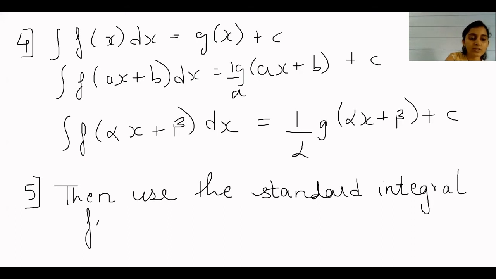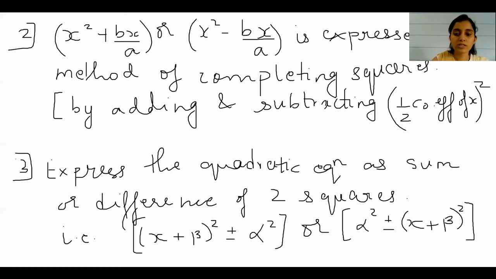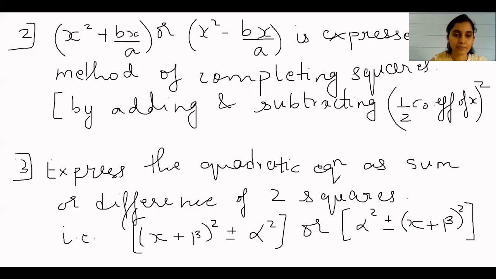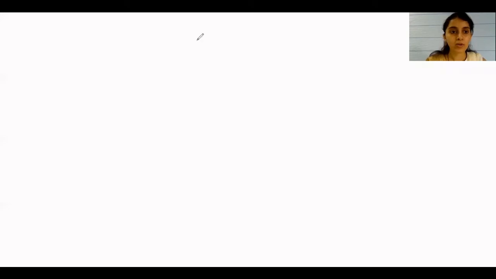The ones that we did, special integrals, if you remember. So those we are going to use to solve the sum. So the procedure is clear. That is your first integral type. So what is the integral type? Let's just check: 1 upon ax square plus bx plus c, or 1 upon root of ax square plus bx plus c. Okay. Now let's go to the next integral type.